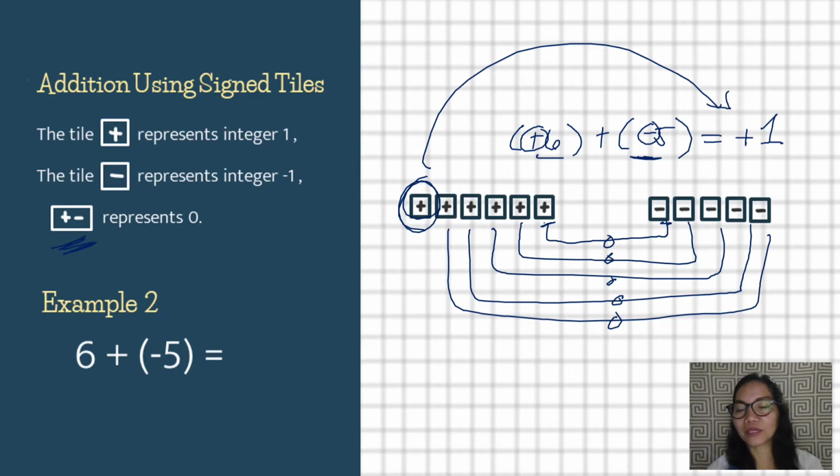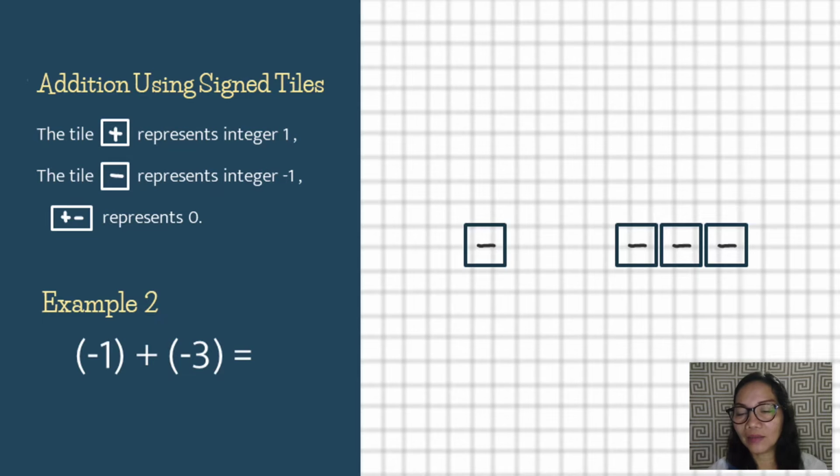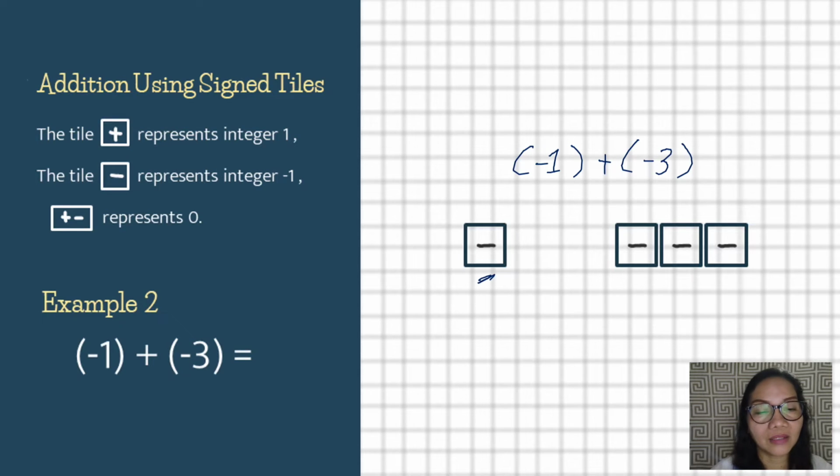Okay, let us proceed to example 3. Negative 1 plus negative 3. So we have one negative tile and another 3 negative tiles. They have the same sign, right? So nothing cancels. Therefore, 1 negative tile plus 3 negative tiles is negative 4, because they are all negative.